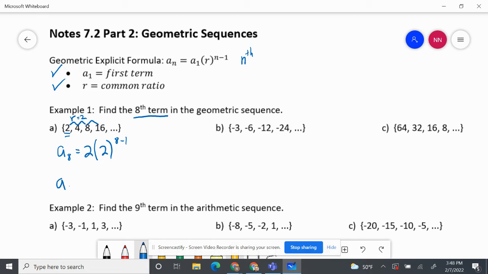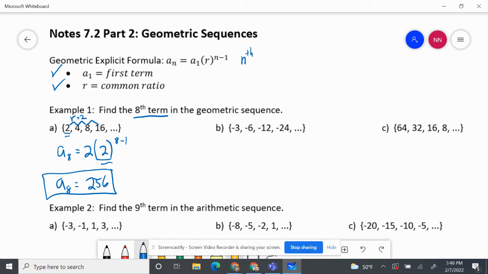Now we're going to take that and plug it into our calculator. We're going to go 2 times and then 2 raised to the 8th power. Now make sure that you do the exponent first and then you multiply. So we want to do the exponent first and then we're going to multiply it by 2. And what that gives us is 256.